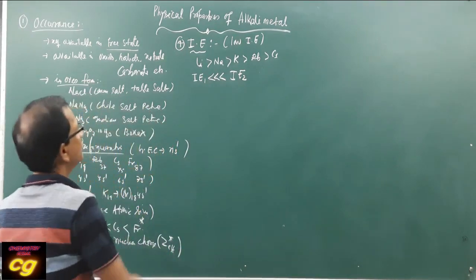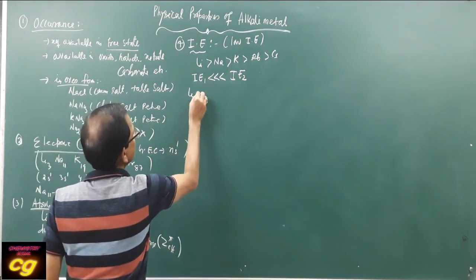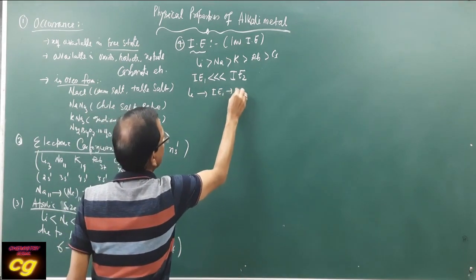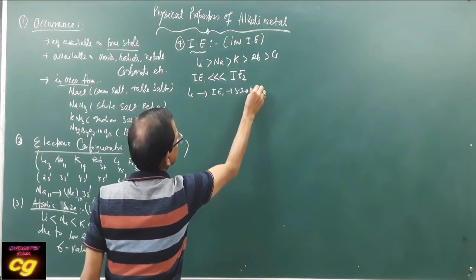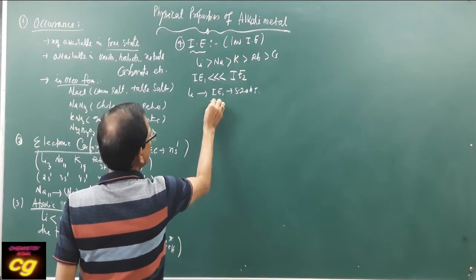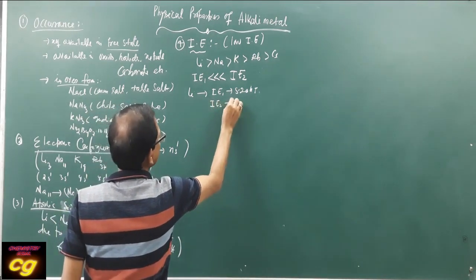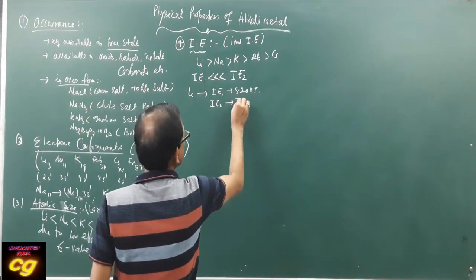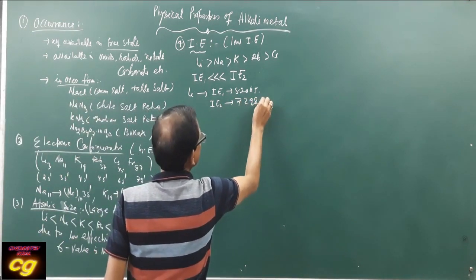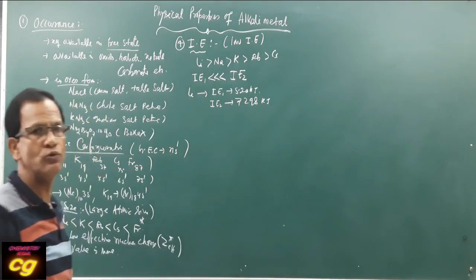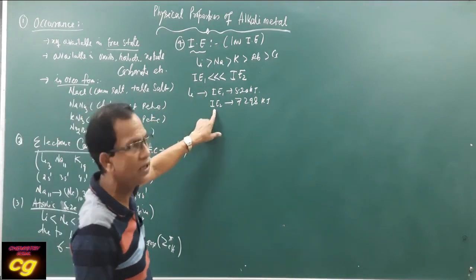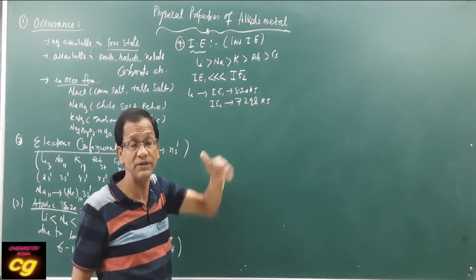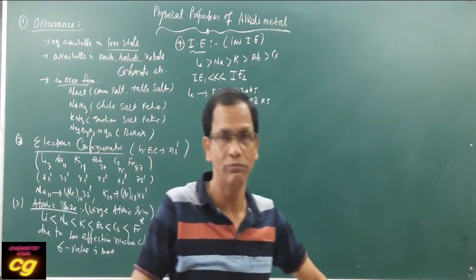For example, for lithium, I1 is 520 kilojoule, but I2 of lithium is very high, that is 7298 kilojoule. You see, compared to the first ionization energy, the second ionization energy of the same metal is very high. The difference is much more.